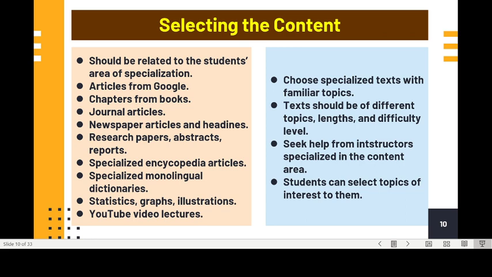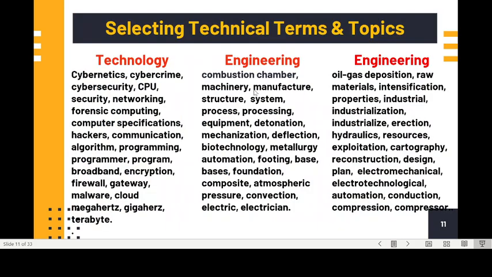The text should be of different topics, different lengths, and difficulty levels. We start with easy and short, then we make the text longer, more difficult, less familiar, and so on. If we cannot select specialized text, we can ask instructors who are specialized in engineering, chemistry to help us, to suggest some text. The students also can suggest their own topics, select their own topics, and we can use those topics for instruction.